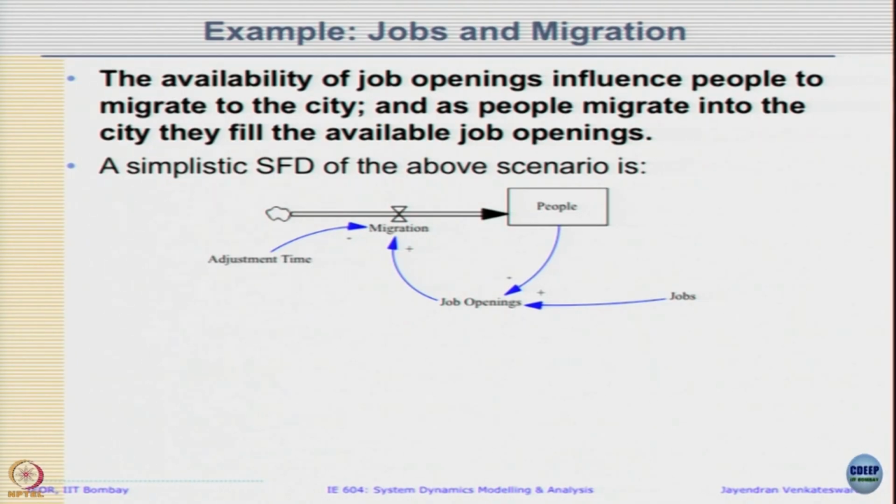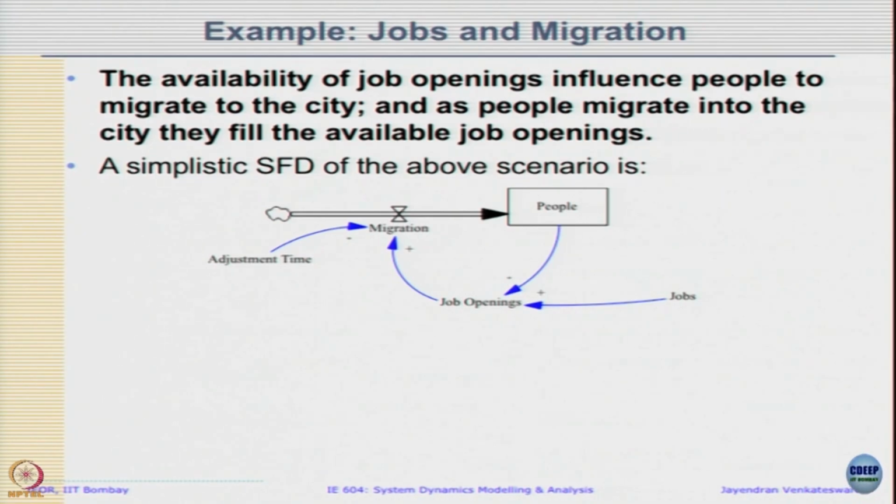Now, let us take up another example. Availability of job openings influences people to migrate to a city, and as people migrate to a city, they fill the available job openings. The simplistic SFD is shown here: People, then job openings, migration, adjustment time. Do you think that this represents the description given? The first question. The availability of job openings influences people to migrate to a city. As people migrate to the city, they fill the available job openings. As migration happens, people come in, then we have a set of jobs. Right.